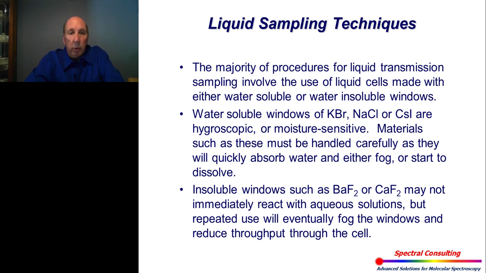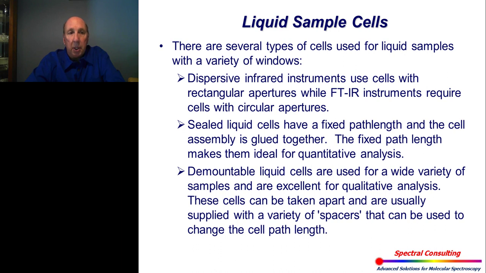So again, we want to be very careful what types of windows we're using with the type of sample that we have. If you suspect that you have water in your sample or that there might be moisture present, then you want to use different windows. And there's a large selection of those. I'm not going to go through all those here, but you can read up on those offline. Dispersive infrared instruments have liquid sample cells with rectangular apertures, while Fourier transform infrared instruments require cells with circular apertures. And you don't want to mix the different types of cells for the different instruments.